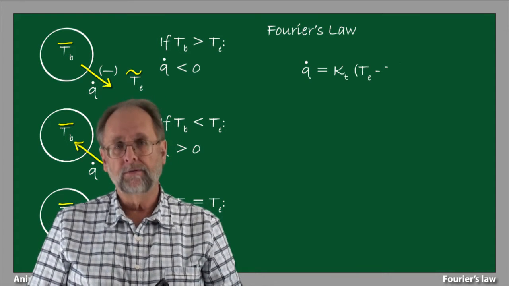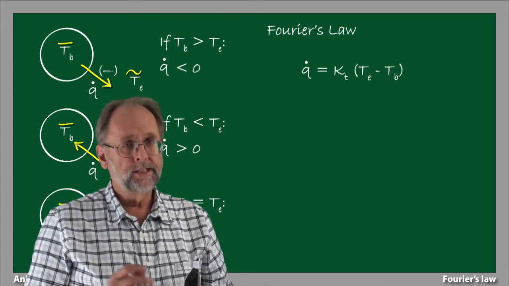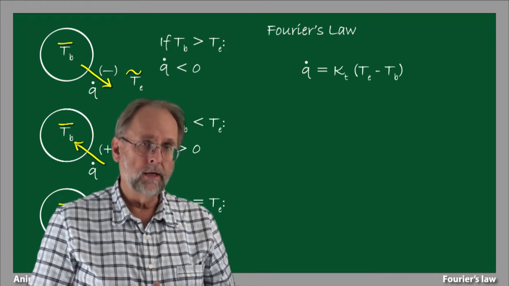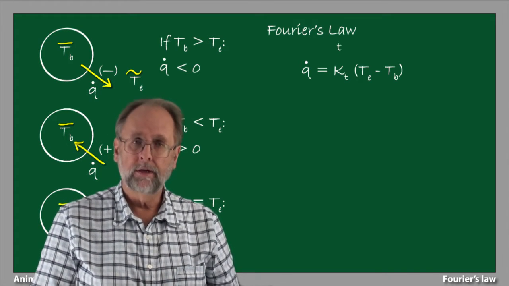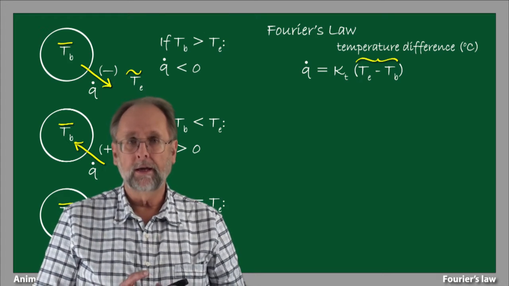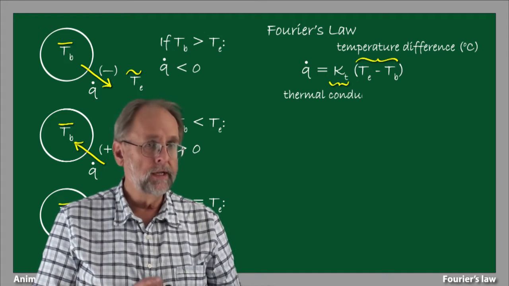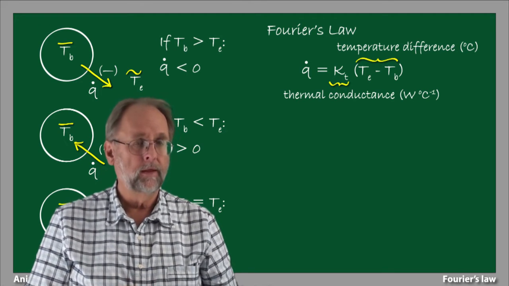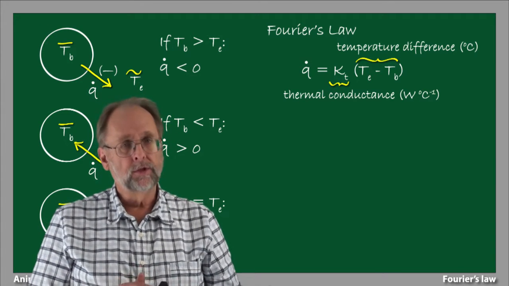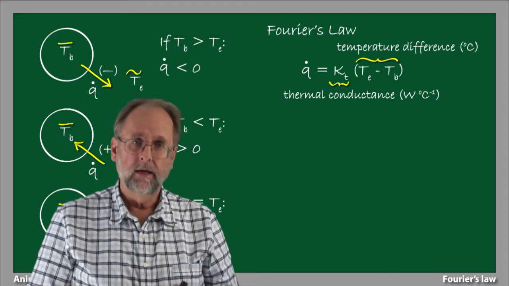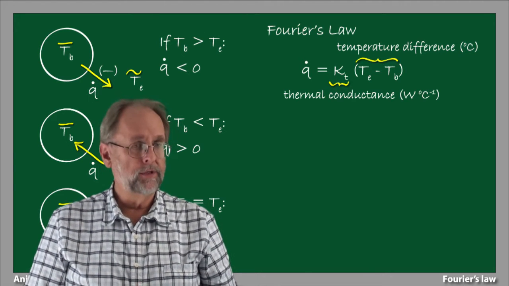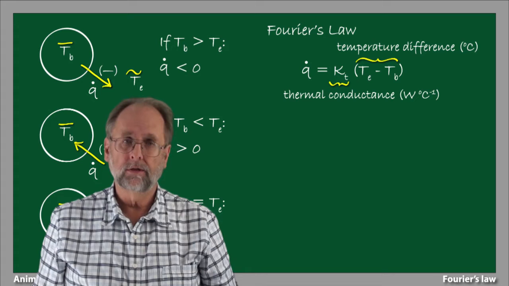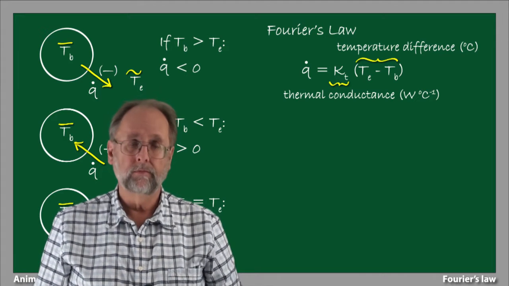Here's the equation for Fourier's law. It states that the heat flux Q dot is equal to the product of the temperature difference between the body and environment, and a quantity K sub T known as the thermal conductance. The thermal conductance has units of watts per degree Celsius, and when multiplied by the temperature difference, gives the heat flux Q dot in watts.